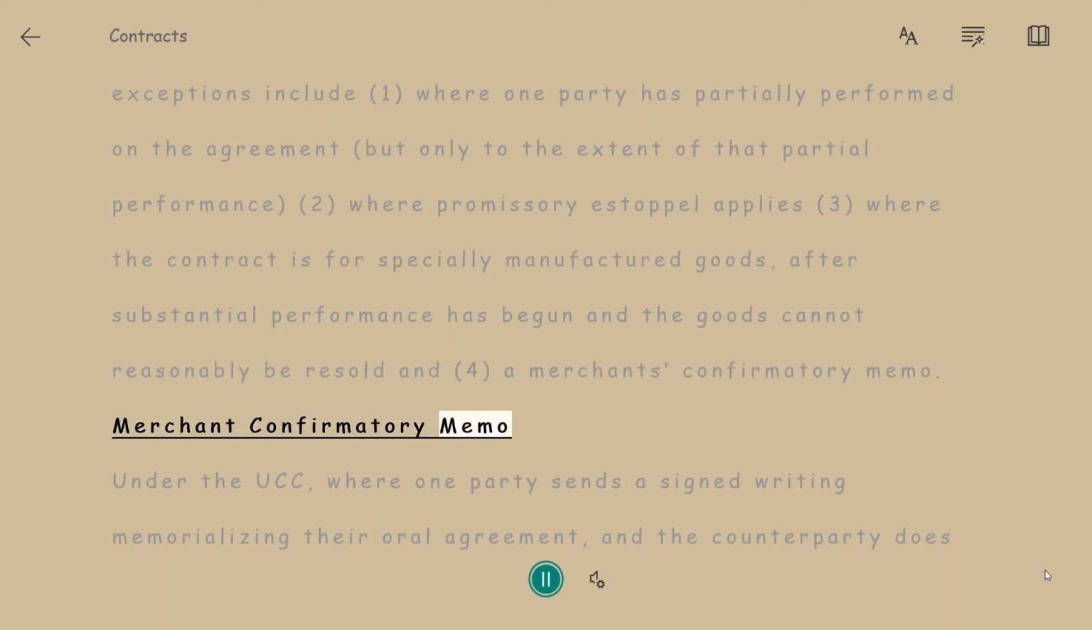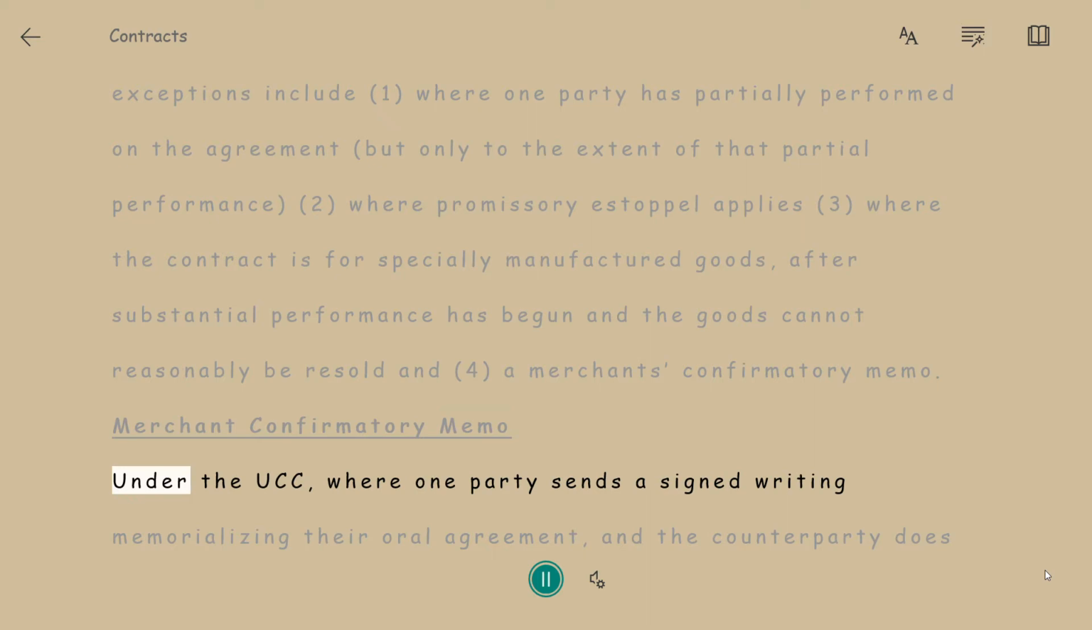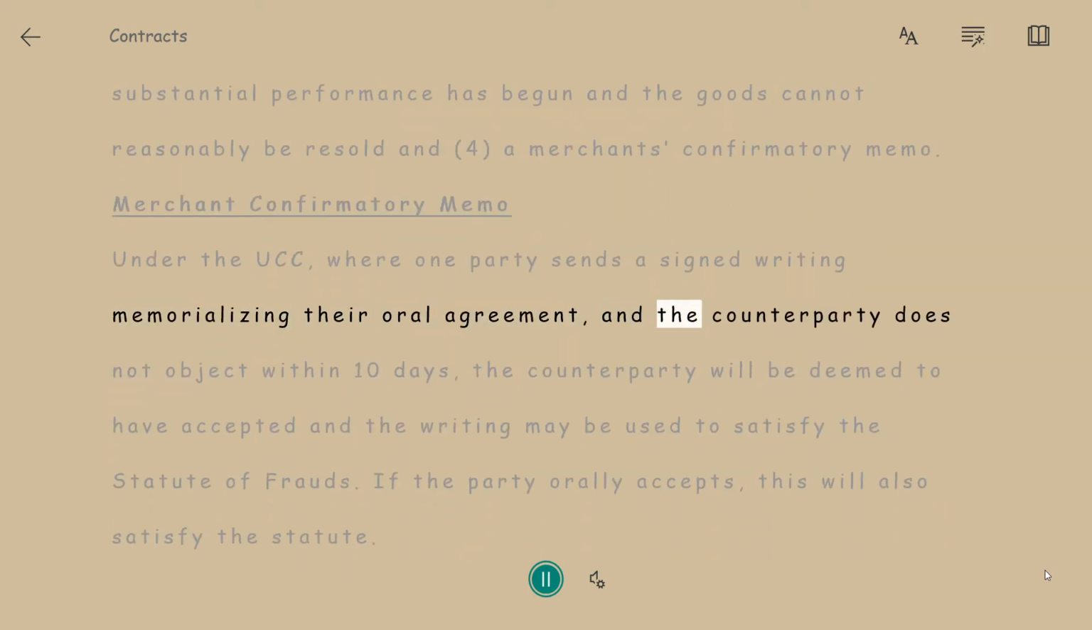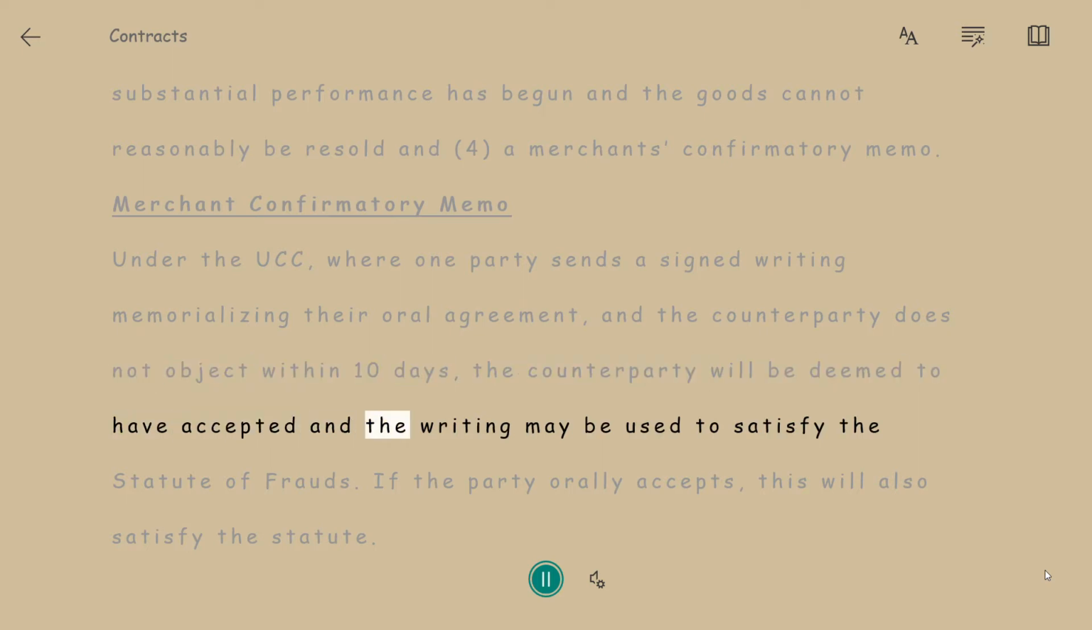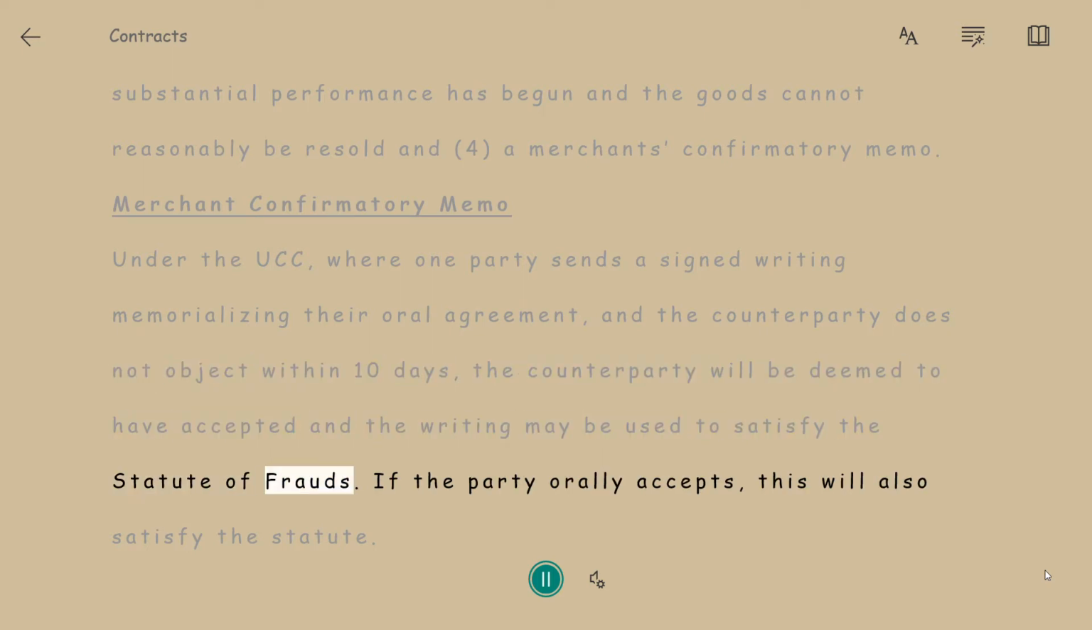Merchant confirmatory memo. Under the UCC, where one party sends a signed writing memorializing their oral agreement, and the counterparty does not object within 10 days, the counterparty will be deemed to have accepted, and the writing may be used to satisfy the statute of frauds. If the party orally accepts, this will also satisfy the statute.